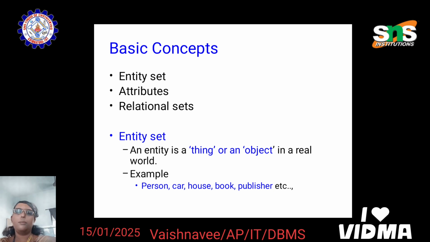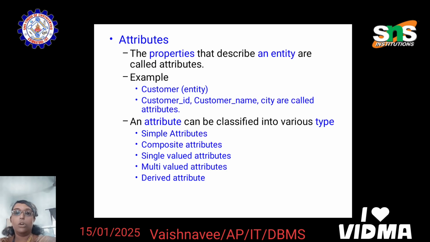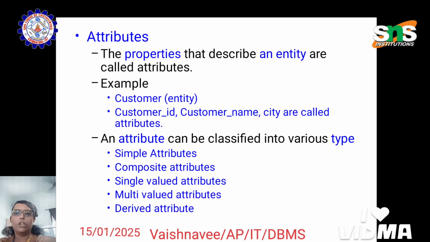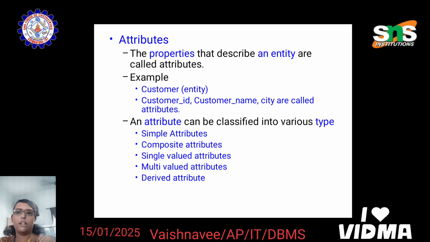When it comes to entity set, an entity is a thing or object in the real world. For example, person, car, student. These are all examples of entities. When it comes to attributes, the properties that describe an entity are called attributes. For example, let us have a customer as an entity. What are the properties of customer? Customer ID, customer name, address. These are the attributes of the entity customer.